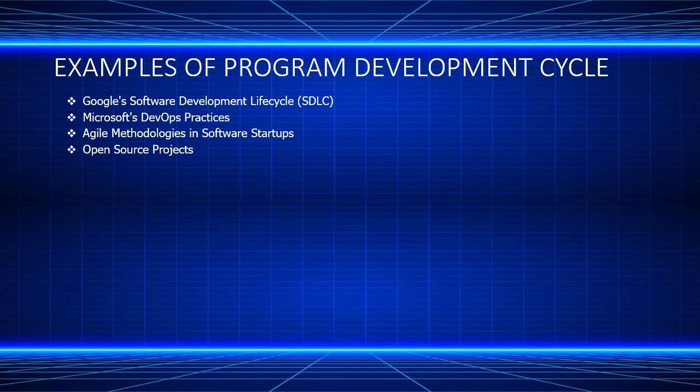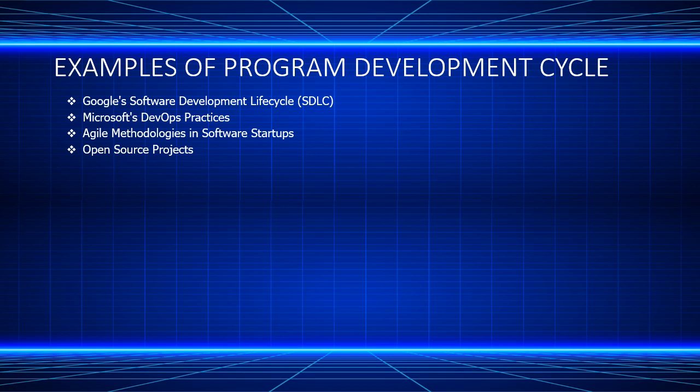Agile methodologies in software startups. Countless software startups leverage agile methodologies such as Scrum and Kanban to rapidly develop and iterate on their products. By embodying agile principles like customer collaboration, adaptive planning, and incremental delivery, startups can swiftly respond to market feedback and pivot as needed to succeed. Examples include disruptive startups like Slack and Airbnb.